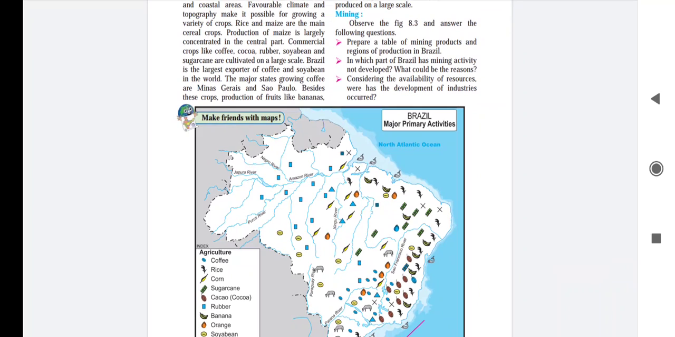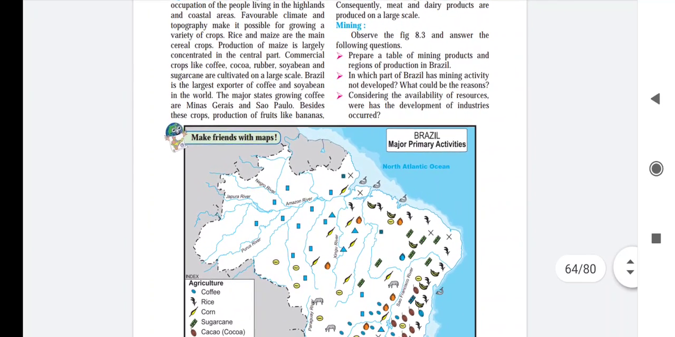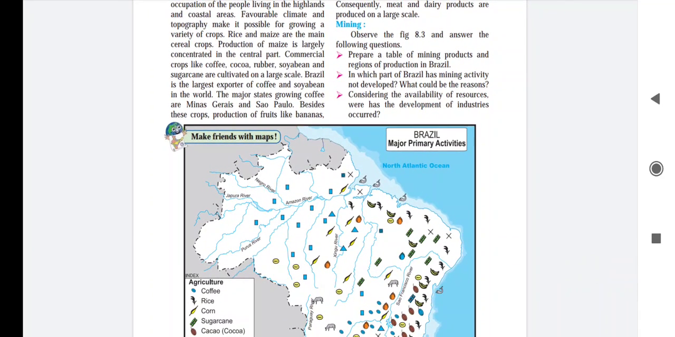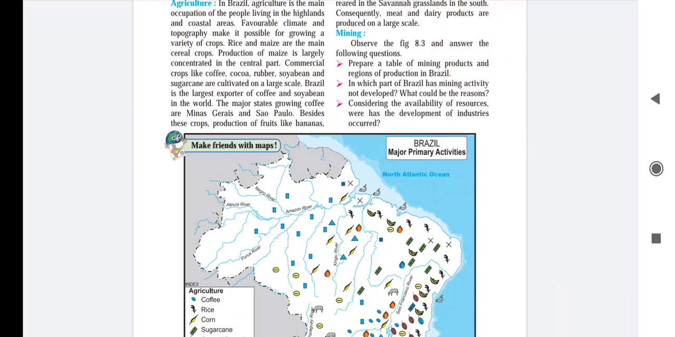Next question they have asked: in which part of Brazil is mining activity not developed? What could be the reason? In the central part, the Amazon river basin, more mining activities are not developed. The reason is the dense forests and large water bodies.